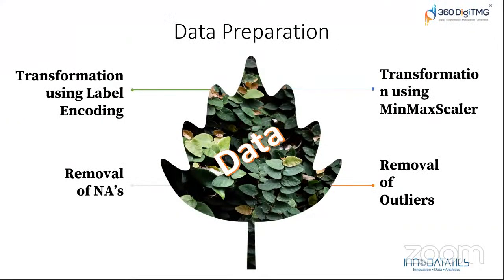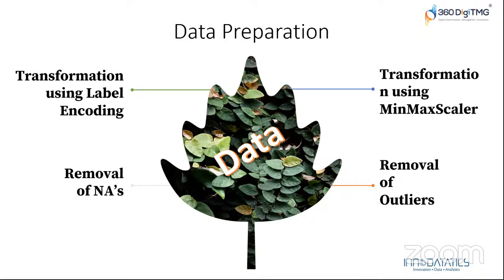So our data preprocessing also includes transformation using label encoding. It includes removal of any null values. It includes transformation using min-max scaler to normalize our data. Also removal of outliers that we had.